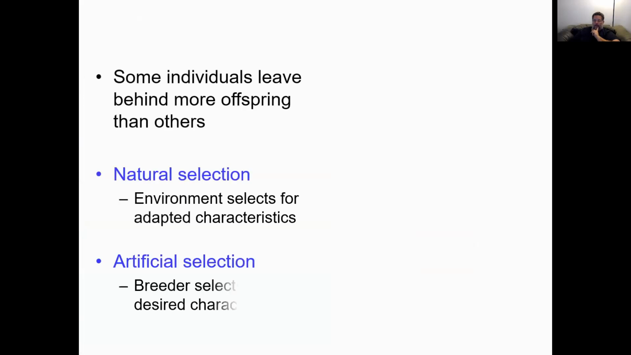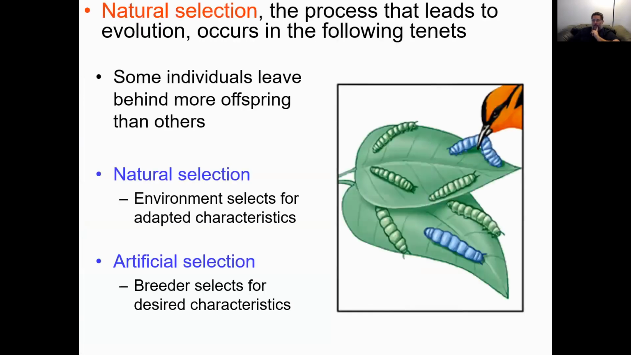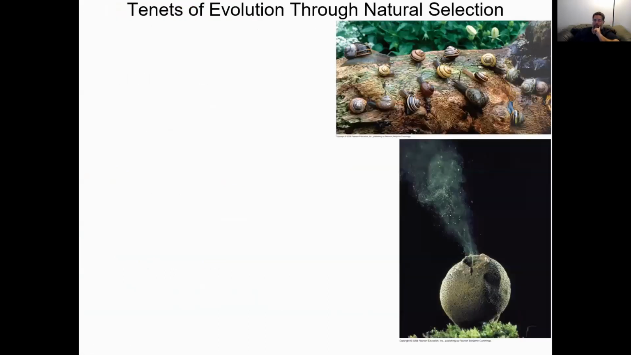So again, the idea of natural selection versus artificial selection, here we have this bird, like we saw in the video, picking out caterpillars that are easier to see, while the caterpillars that are more camouflaged stay hidden. So the breeder selects traits that are desired, while in natural selection, the environment selects. In this case, the environment. One example is the predator, but there's countless possible examples.